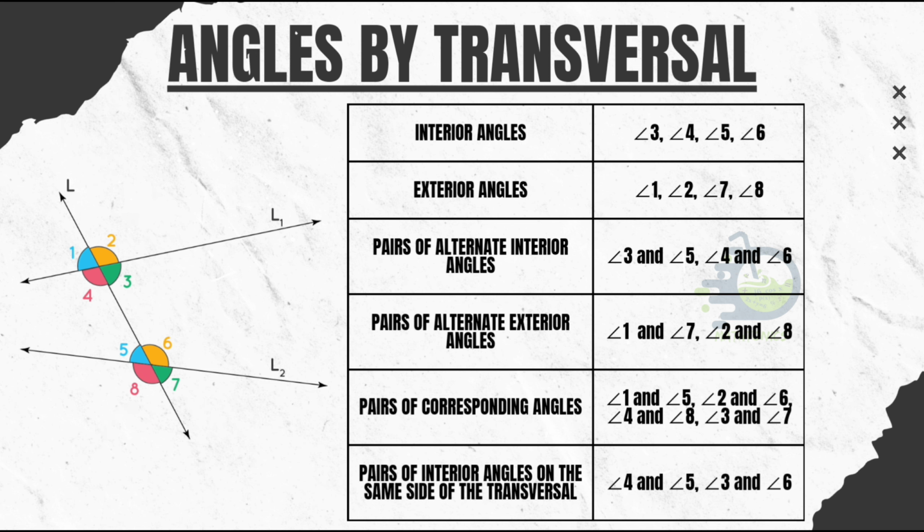Pairs of corresponding angles are angles 1 and 5, angles 2 and 6, angles 4 and 8, angles 3 and 7. Pairs of interior angles on the same side of the transversal are angles 4 and 5, angles 3 and 6.